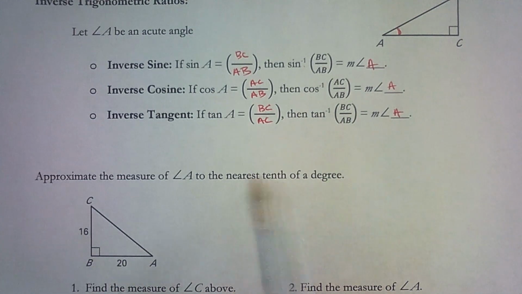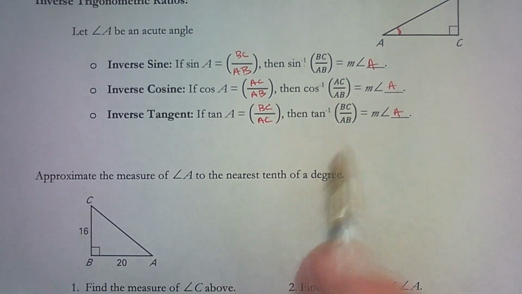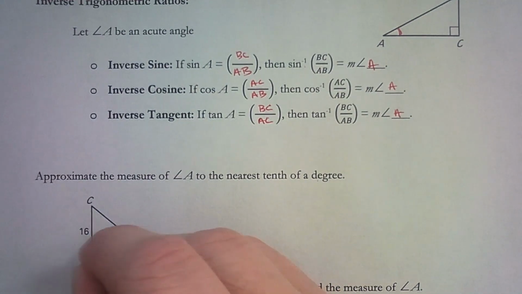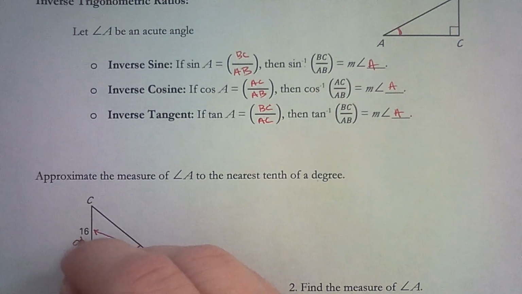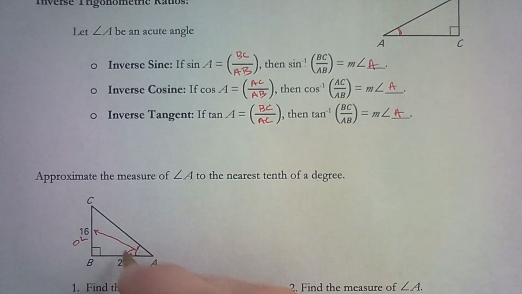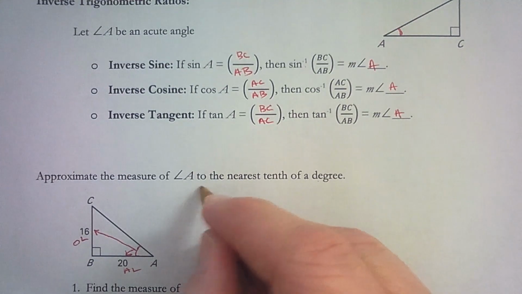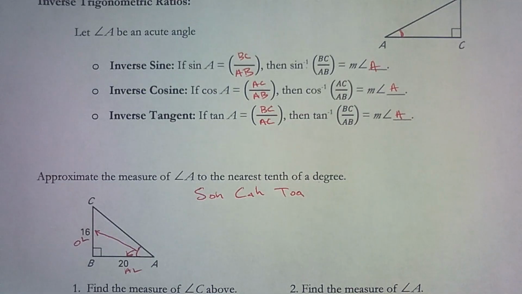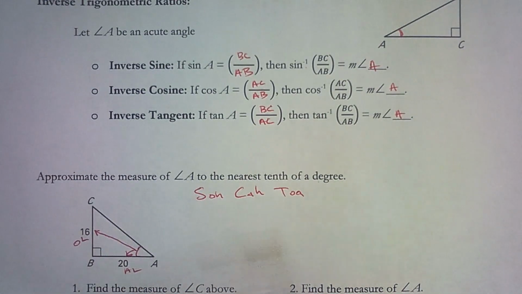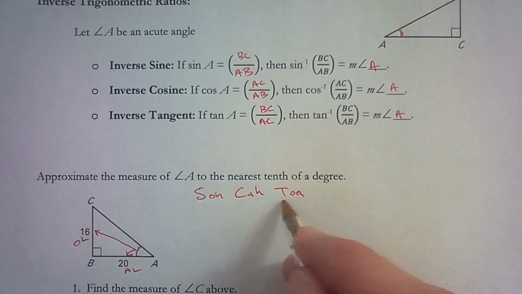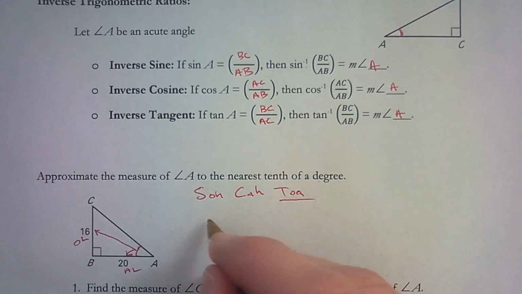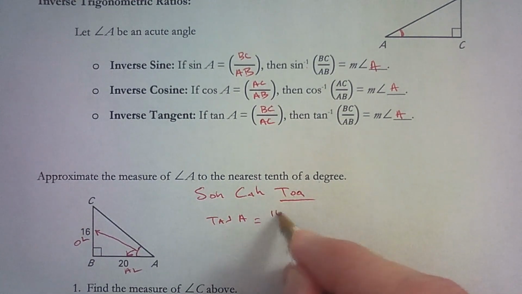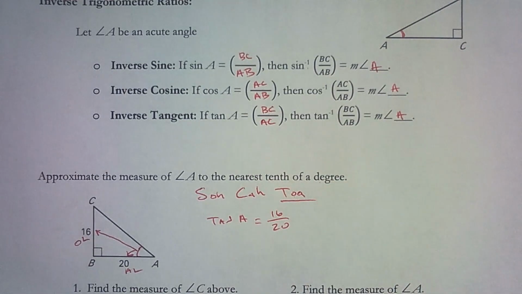So here's a triangle where we want to find the measure of angle A to the nearest tenth of a degree. So here's angle A. And what we have here is the opposite leg. And here is the adjacent leg. So we're going to use SOHCAHTOA. Okay, so opposite leg and adjacent leg right here, opposite and adjacent, that's under tangent. So tangent A is equal to the opposite leg, 16, over the adjacent leg, 20.